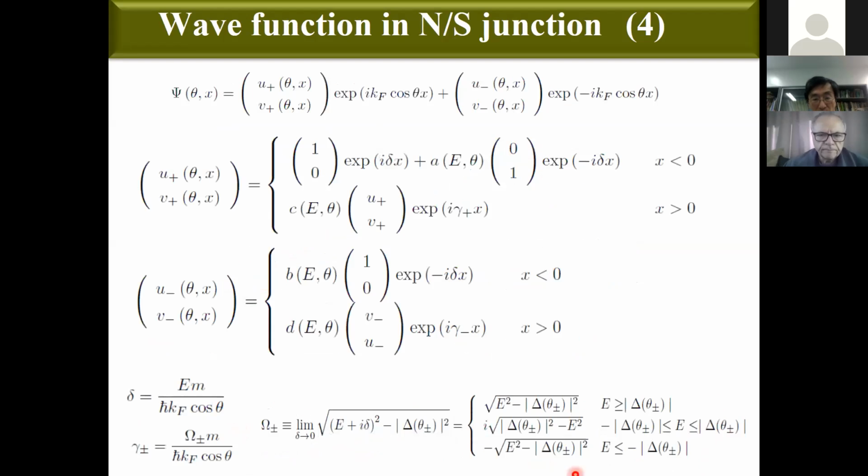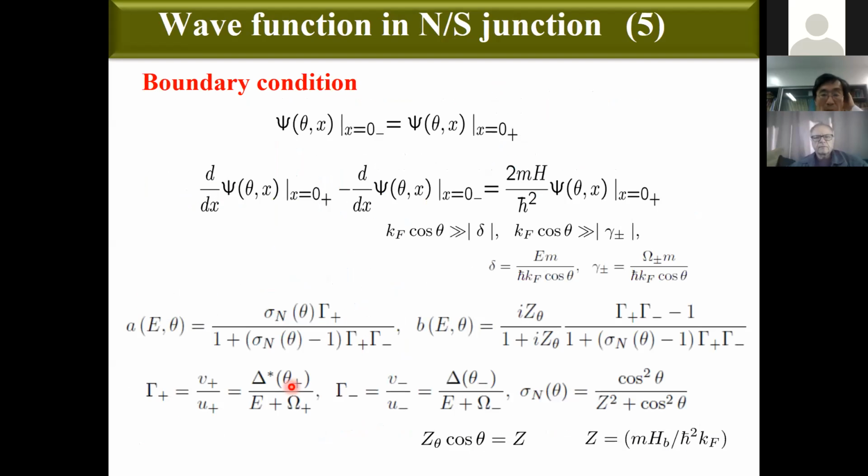And this envelope function is written analytically. I will not spend so much time on it, but it can be given like that. Here A is the Andreev reflection coefficient, and B is the normal reflection coefficient. And this function omega is a very important quantity. We take the imaginary part of this omega to be always positive to be consistent with causality.